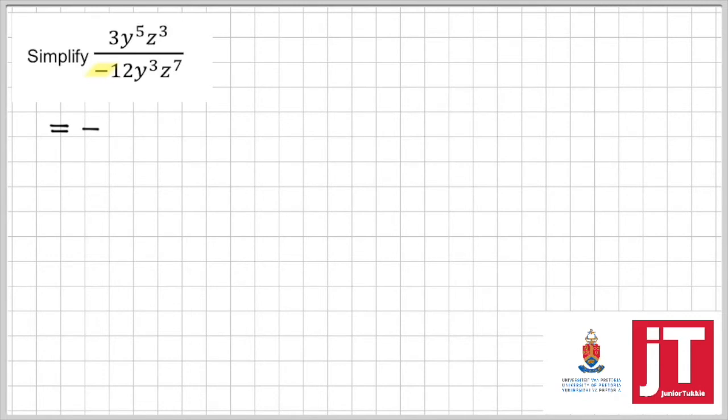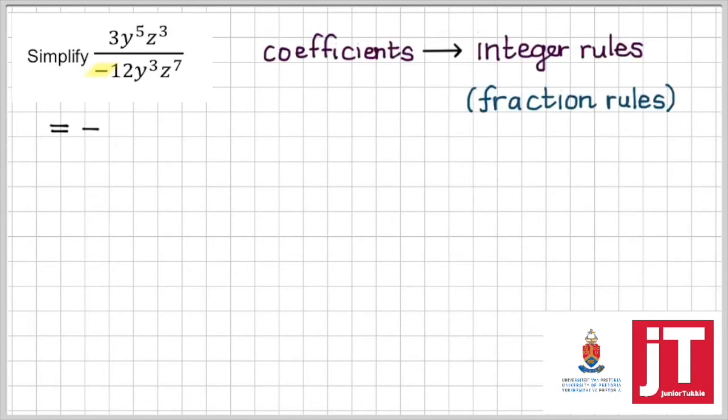Now that we are done with that, we can take a look at the coefficients, which we now know follow normal integer rules, and because this is a fraction, we would like to express our fraction in the simplest form possible. The highest common factor of 3 and 12 is 3. So we therefore divide the numerator and the denominator by 3, and we end up with 1 over 4. Now that we have dealt with the coefficients, we can deal with the powers and use law number 2 to simplify this as far as possible.